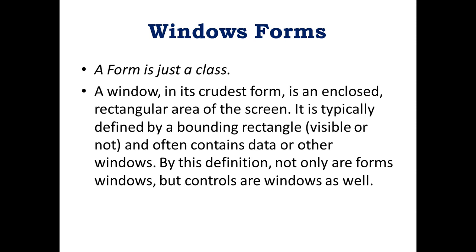Windows Forms. A form is just a class. The class components are connected with properties and methods, and the form class is provided in different types of GUI, graphical user interface, formats. A window in its crudest form is an enclosed, regular rectangular area of the screen. It is typically defined by a bounding rectangle, visible or not, and often contains data or other windows. By this definition, not only are forms windows, but controls are windows as well.